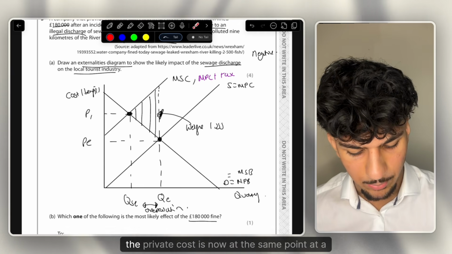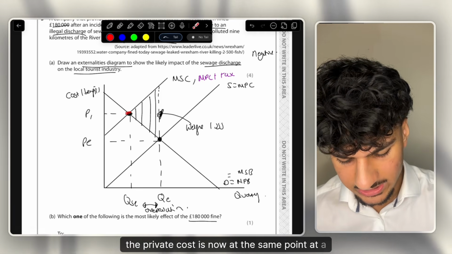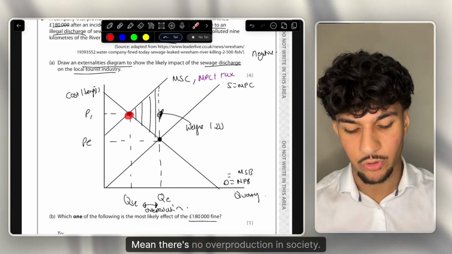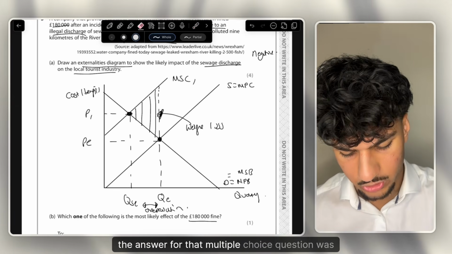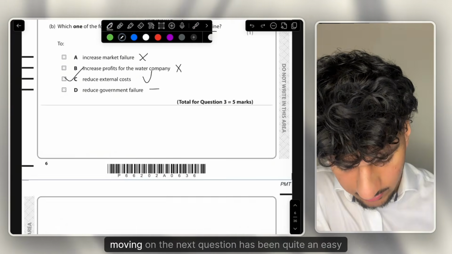It means that the private cost is now at the same point as the socially efficient equilibrium, meaning there's no overproduction in society. But yeah, the answer for that multiple choice question would be C. Okay, moving on to the next question.